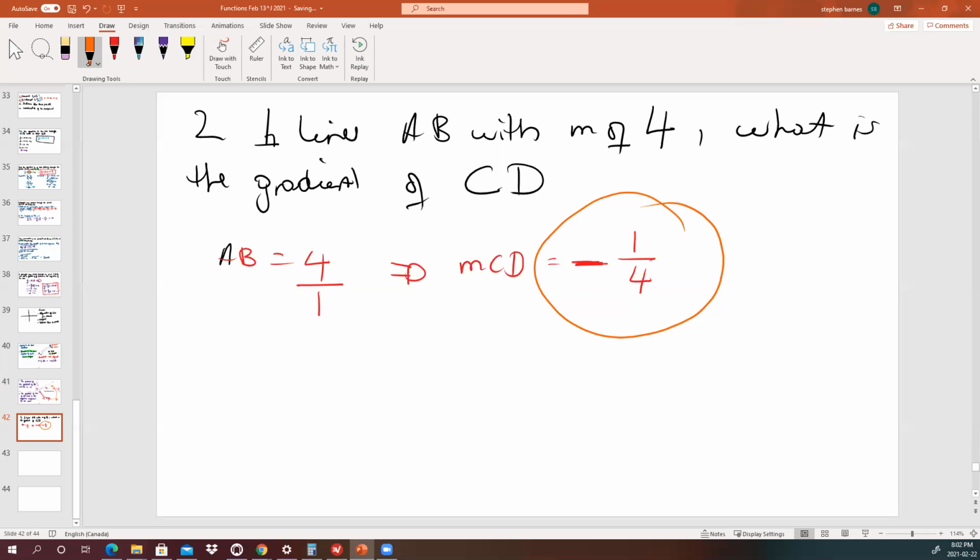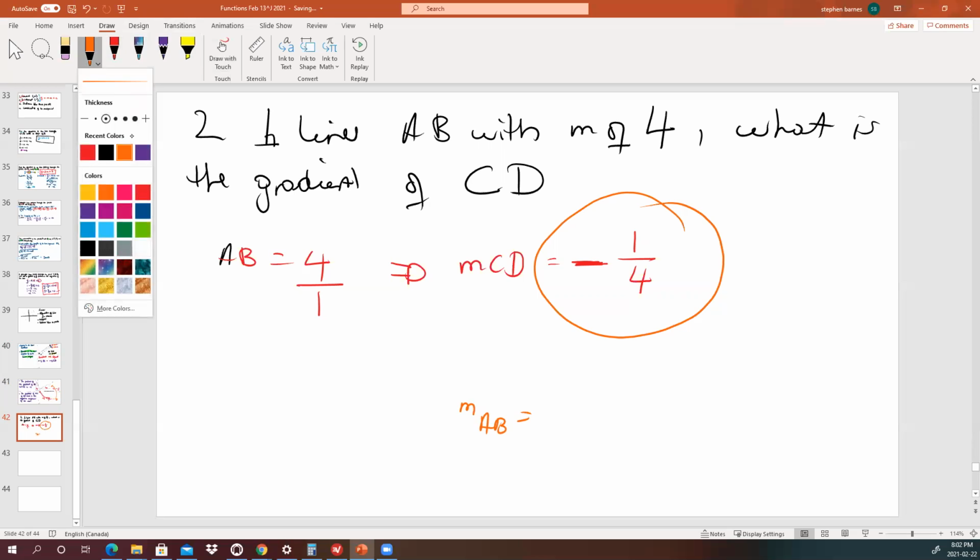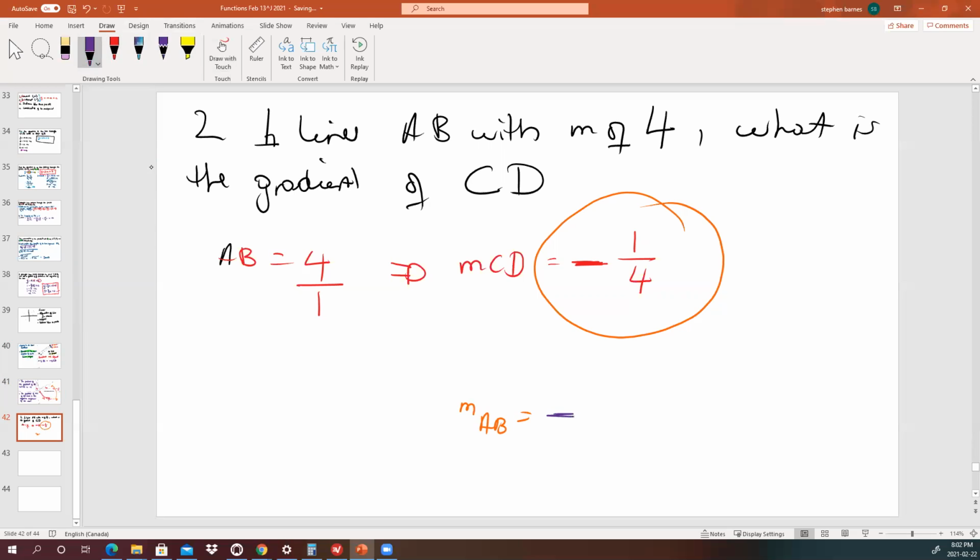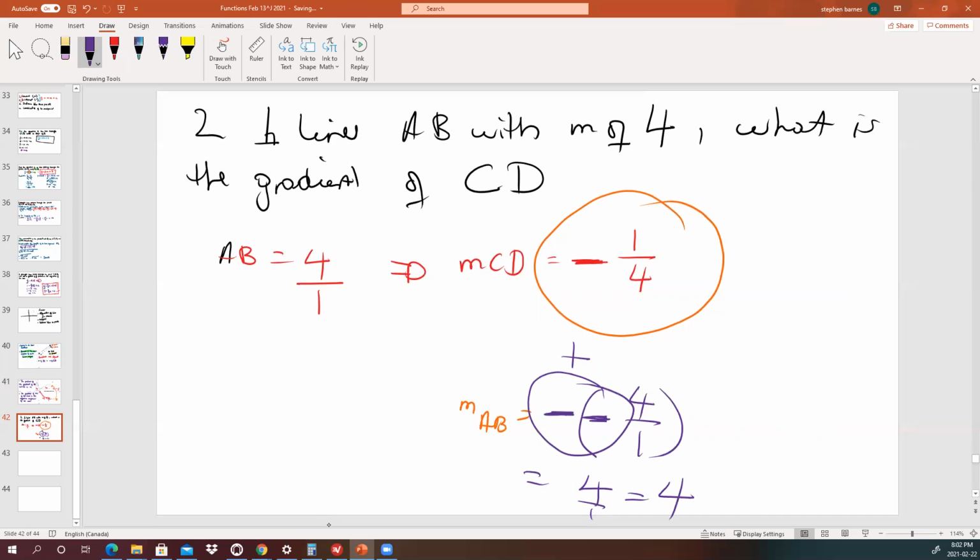The gradient of AB would then be the negative reciprocal of what CD is. And remember, this is now a quarter, so we have to flip it, but we also have to remember that that's already negative. So we'll put a negative sign right here. So I will flip it, negative 4 over 1. And these two negative signs here would be a positive. So it would be positive 4 over 1, which is positive 4.